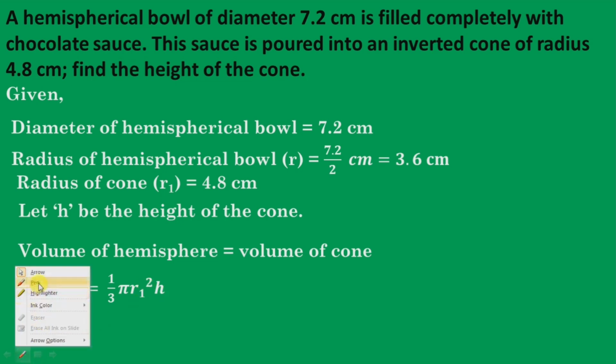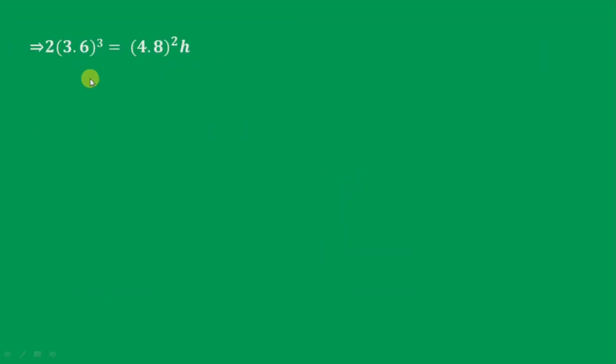So here this 3 and this 3 will get cancelled. This pi and this pi will get cancelled. We will get 2 into r, which is 3.6 cube, is equal to r1, which is 4.8 square, into h. Now 2 into 3.6 into 3.6 into 3.6 divided by 4.8 into 4.8 is equal to h. So let's simplify it. This decimal will cancel, and because of this decimal, I write 10 here, which will cancel.